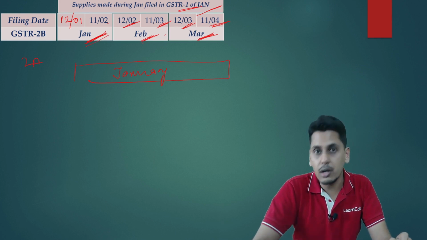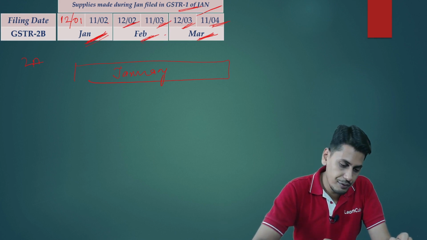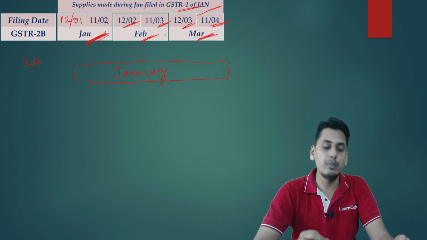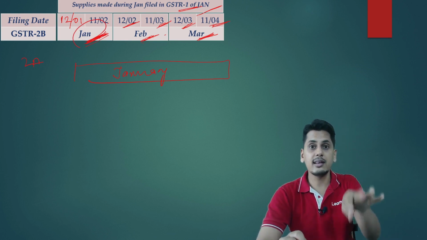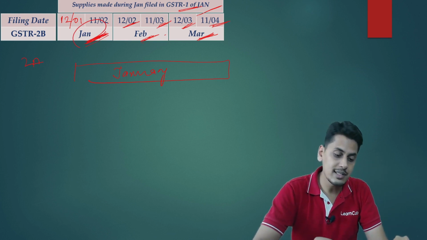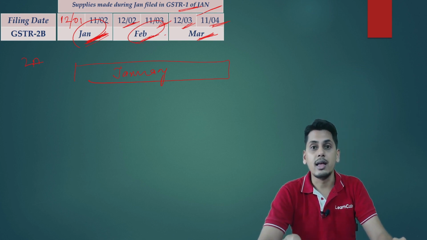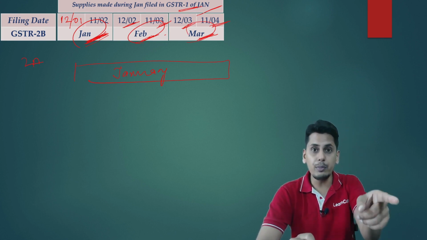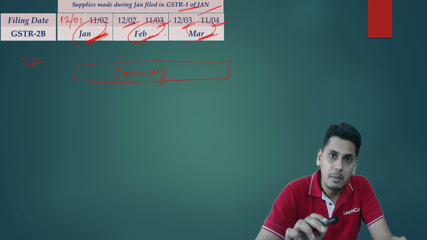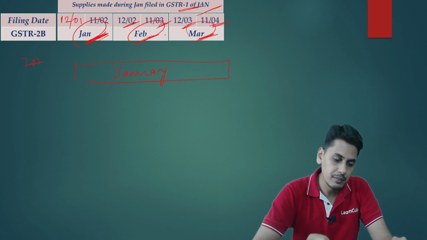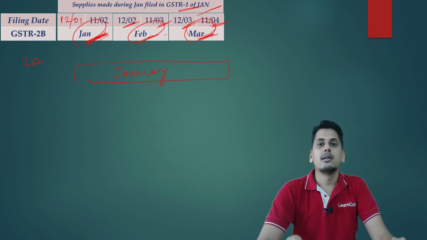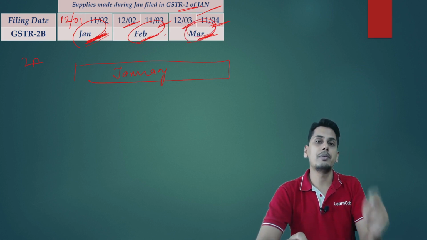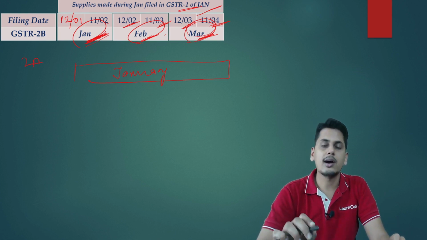Friends, it makes a lot of difference. If it is appearing in GSTR-2B of January, I can take the credit in January month. If it is appearing in GSTR-2B of February, I'll be in a position to take the credit only in February month. If it is appearing in GSTR-2B of March, I would be in a position to take the credit only in March month. So therefore, always the availment of credit is going to be based on GSTR-2B according to 36 sub rule 4.